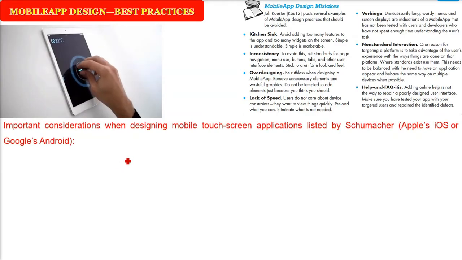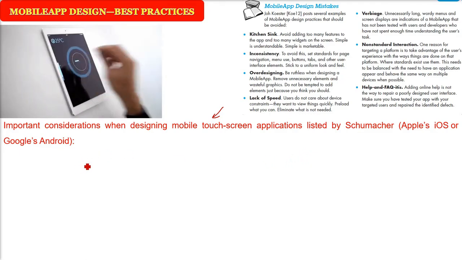So there are certain important considerations while you're designing a mobile touchscreen application, and these are listed by Shoemaker. It can be your Apple iOS, it can be Google's Android. So what are the important considerations?